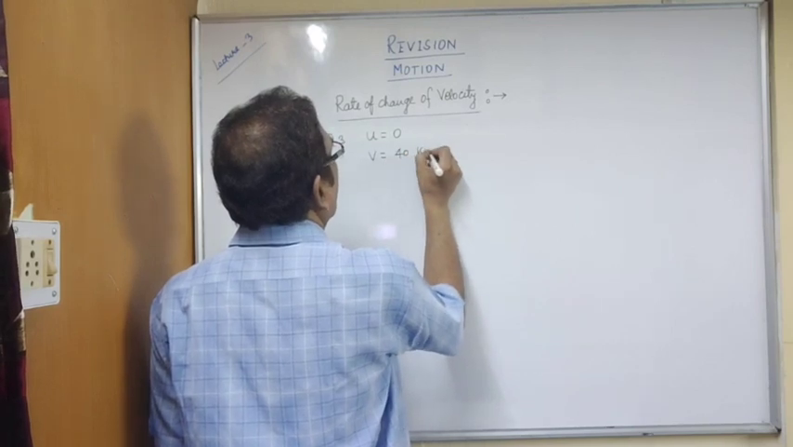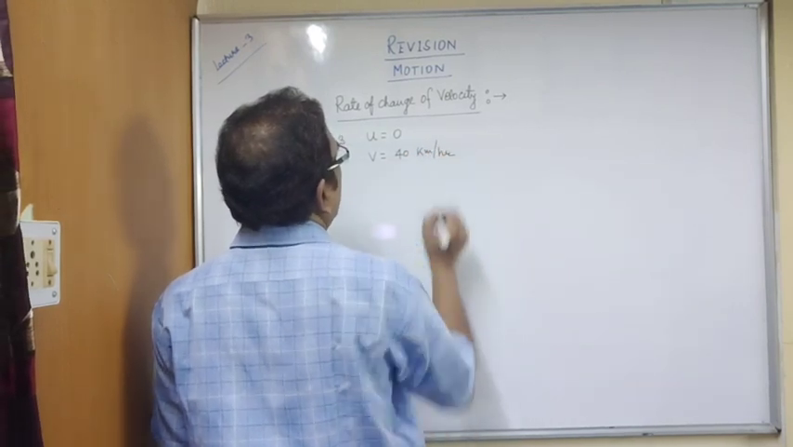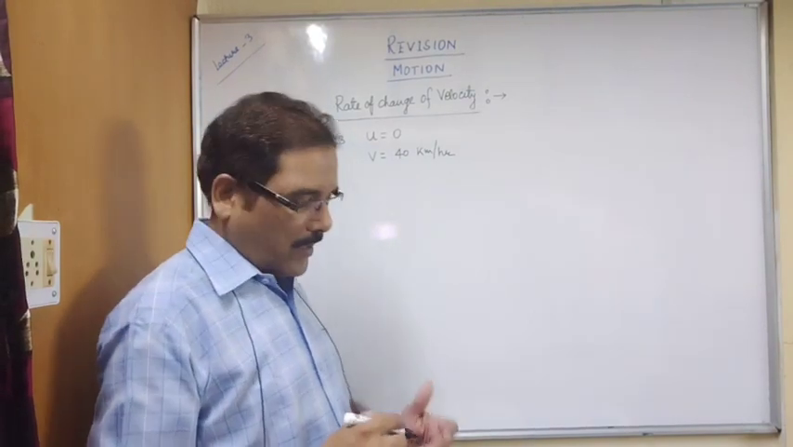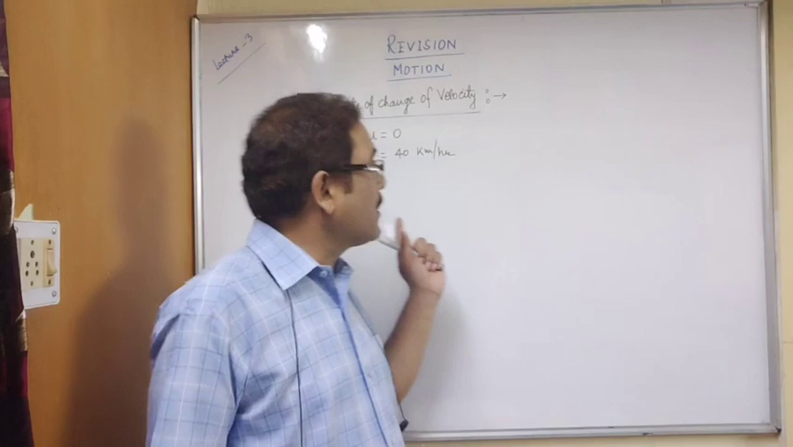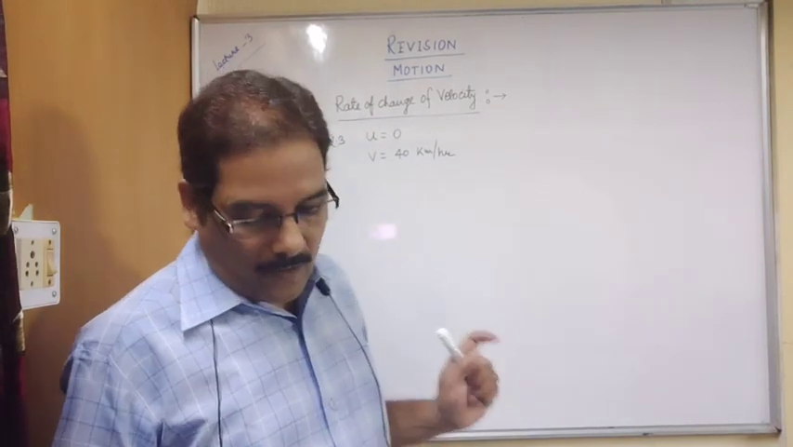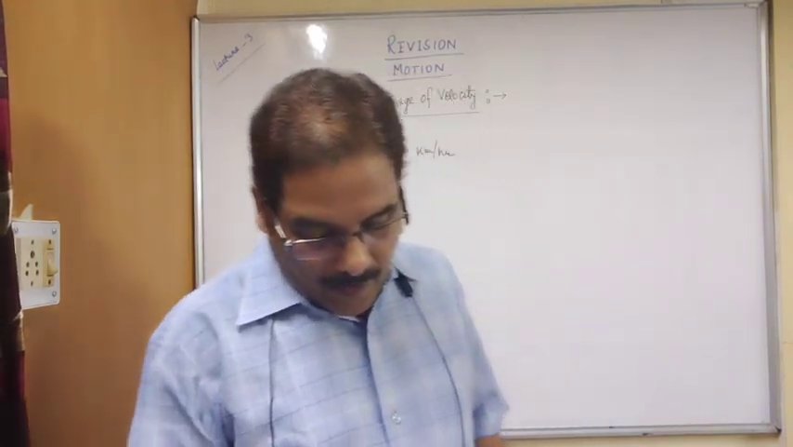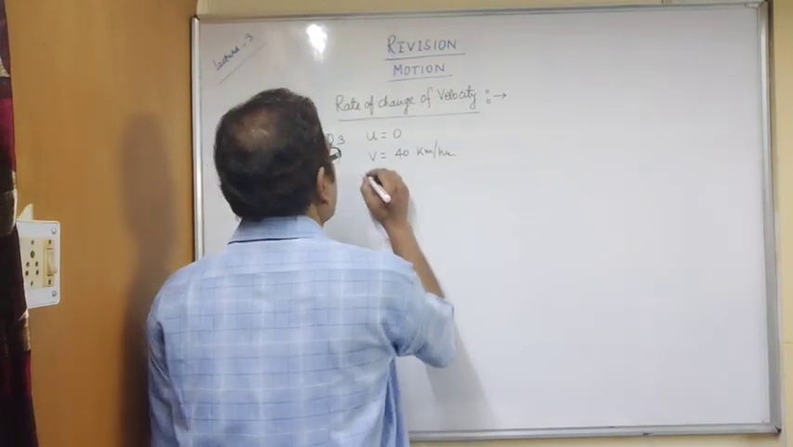So he is given 40 kilometer per hour. Generally students write u is equal to 40 kilometer per hour. So if you will write u is equal to 40 kilometer per hour, then it is wrong. And time is given 10 minutes.